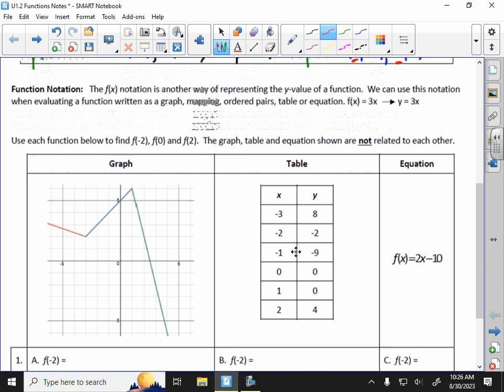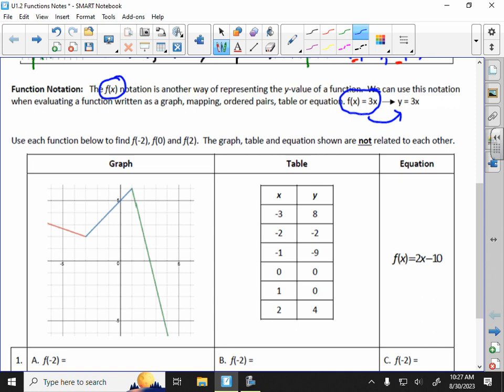Now, if we have a function, we have what's called function notation. You're used to equations that say like y equals something. So what we're going to do is replace y with f of x. And so that's what this notation is. It says f of x, not f times x. So instead of having like y equals 3x, we could write it as a function, and that's f of x equals 3x. All right, and it means the same thing as y equals 3x.